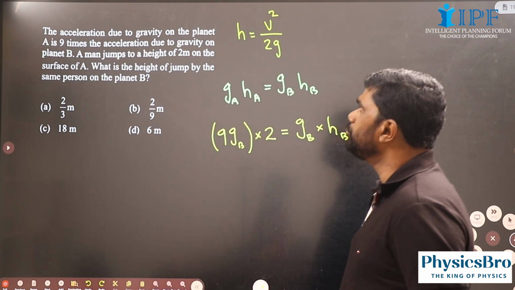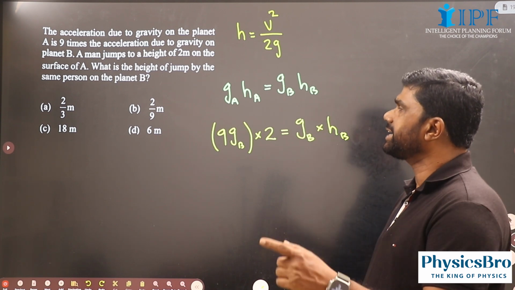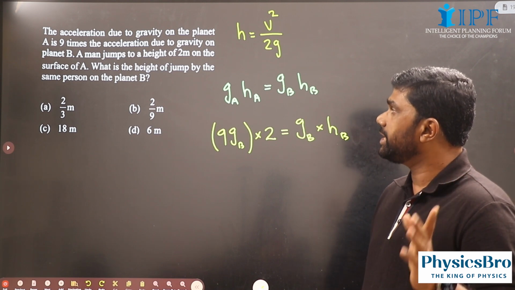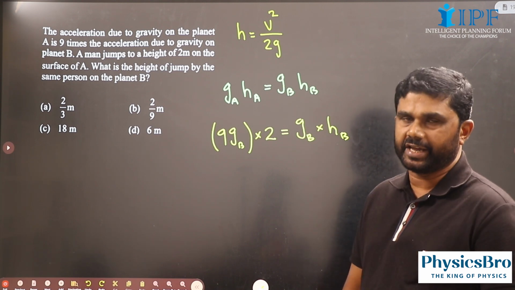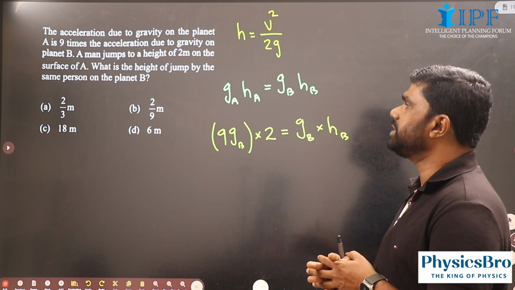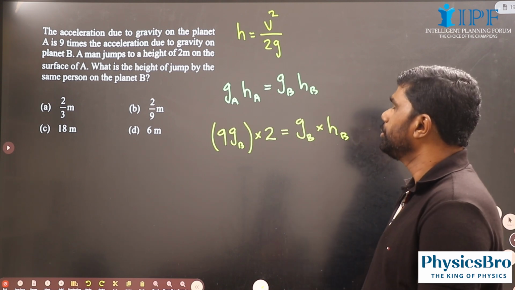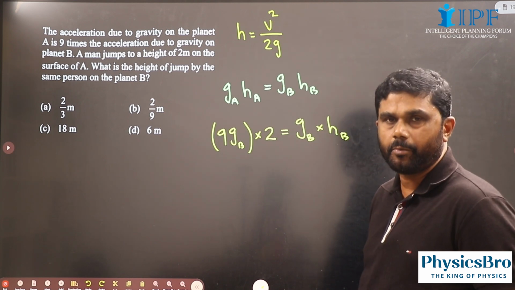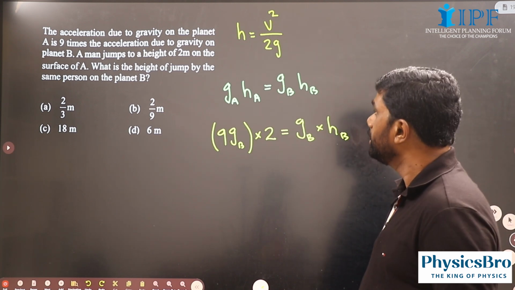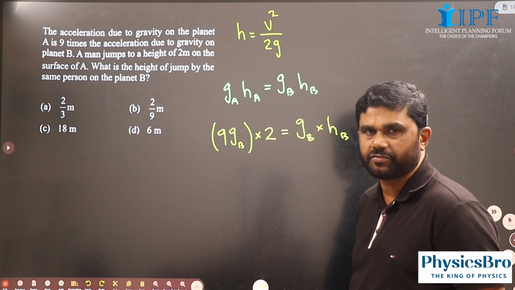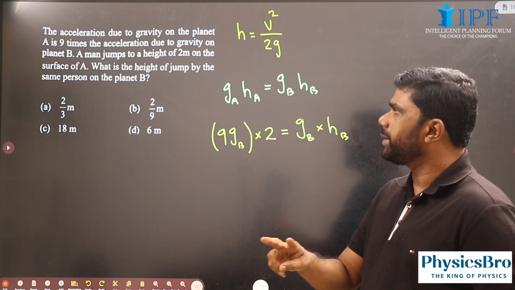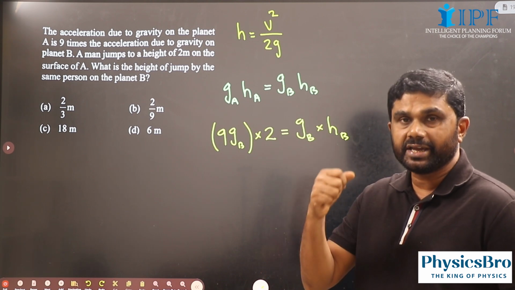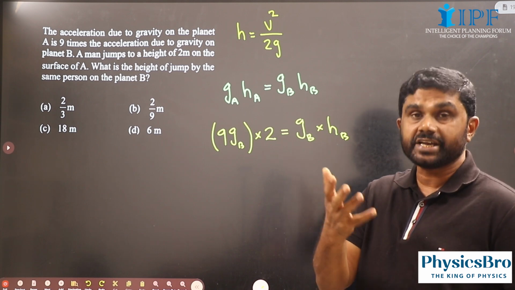The acceleration due to gravity on planet A is 9 times the acceleration due to gravity on planet B. A man jumps to a height of 2 meters on the surface of A. What is the height of jump by the same person on planet B? Here we have h equal to v square by 2g, that is the maximum height attained when a body is projected with a speed v from the surface of Earth. So here we have two planets. From the surfaces of both the planets, the same body is thrown, or he projects himself with the same speed v.